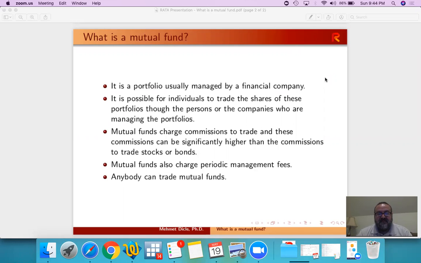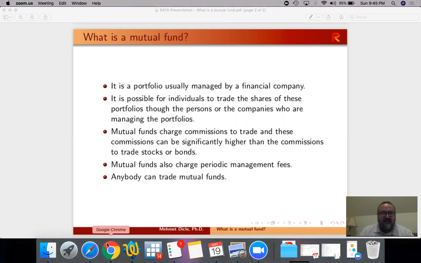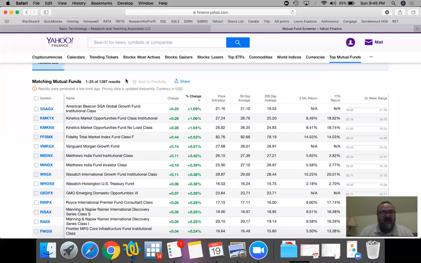The commissions that are involved with mutual funds are usually significantly higher than the commissions that are charged to trade stocks or bonds. Mutual funds charge periodic management fees, and anybody can trade mutual funds. So let's take a look at some examples. I pulled up Yahoo Finance, some random page about mutual funds, and you can see that there are numerous mutual funds available for us to trade.